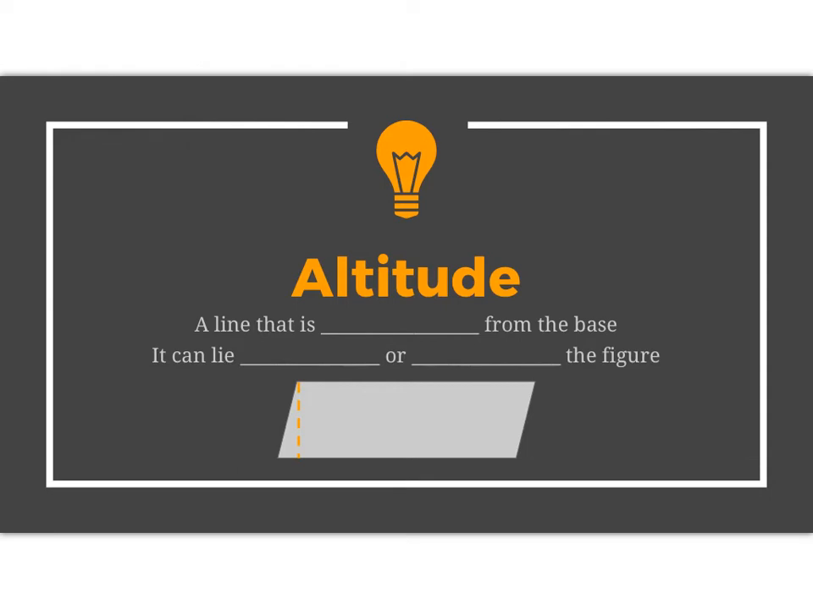When I'm looking at my parallelogram, an altitude is going to be a line that is perpendicular to the base. It can lie inside or outside the figure. So in this drawing, this is my altitude. It's perpendicular to the base, but I could draw my altitude out here and be like, hey, that's perpendicular to the line the base is sitting on.